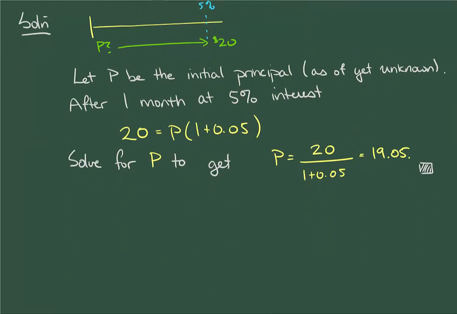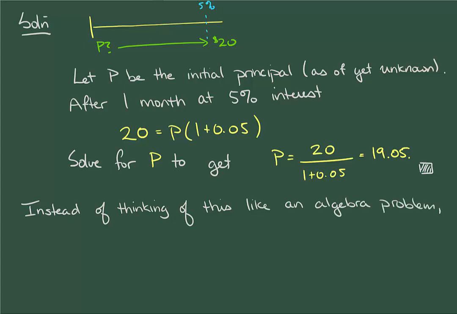Great. And it's less than $20, and that makes perfect sense. It should be, because we know that interest causes things to grow. So far this has been a very algebraic treatment of the problem. And instead, I'd like to think about it as moving money through time, and again, moving it backwards through time. And the best way to do this is to draw that diagram.